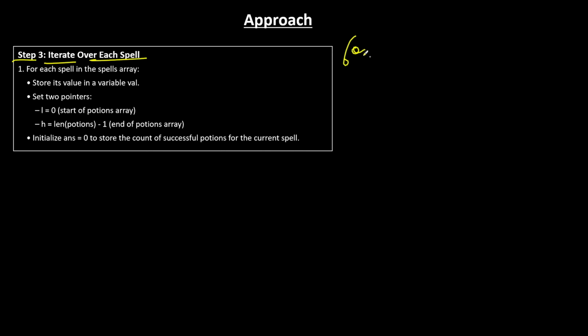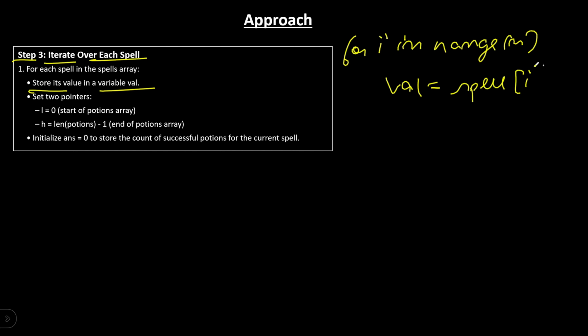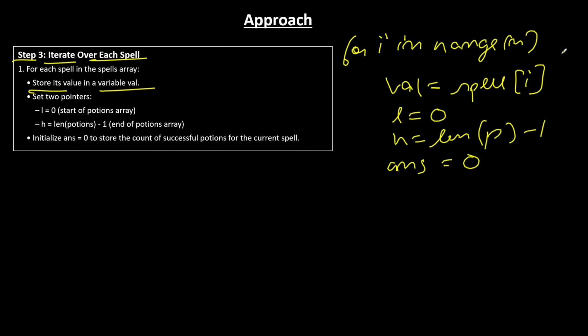Now step three, iterate over each spell. So basically for loop i in range of n, this is the spell's length, right? And store its value in variable val. Basically, val will have the spell of i. We will have the lower value, we will have the higher value of length of portion minus one. Then we will have the answer here. These are the things we will do before the binary search happens. These are required for the binary search. This has the spell value, and this will store the answer for each spell.